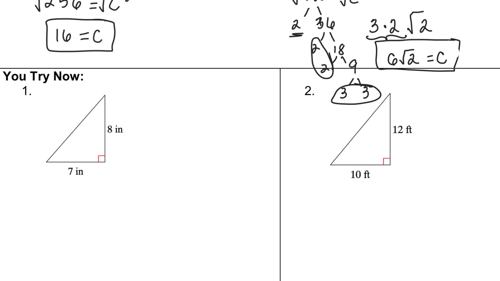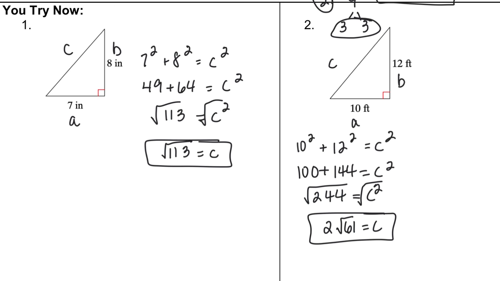Go ahead and try the 2 You Try Nows on your own and then play the video to check your work. So for number 1, we should just get the square root of 113. I can't reduce that, so I just leave my answer as it is. And for number 2, when we simplify that radical, we should get 2 root 61. When you're done, go ahead and move on with the homework and let me know if you have any questions.